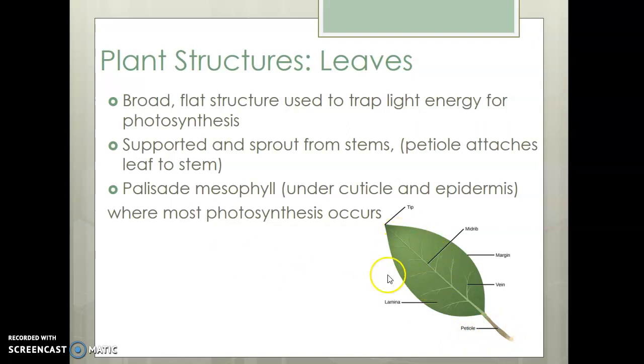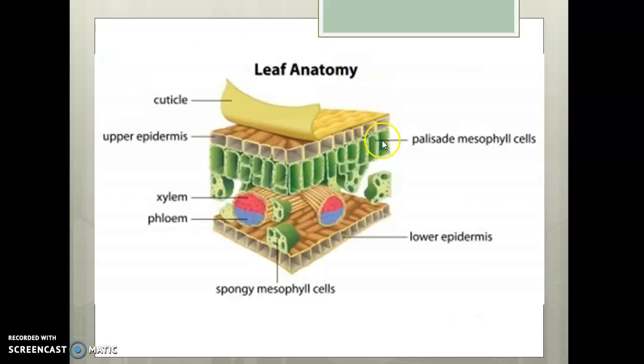And underneath that waxy cuticle and a layer called an epidermis is a leaf layer called the palisade mesophyll. This is the area where most of the photosynthesis occurs. Here's a picture of the palisade mesophyll. So here's the top of a leaf with that waxy cuticle that prevents dehydration and water loss. There's a layer called the upper epidermis, and then the palisade. This is where tightly packed plant cells are. Lots of chloroplasts, so there's a lot of photosynthesis going on here.